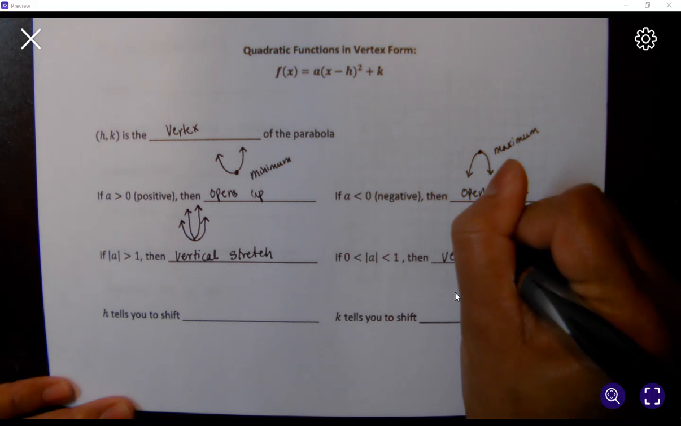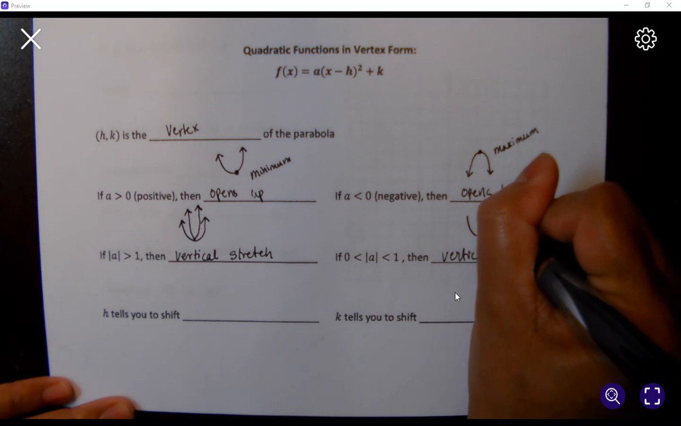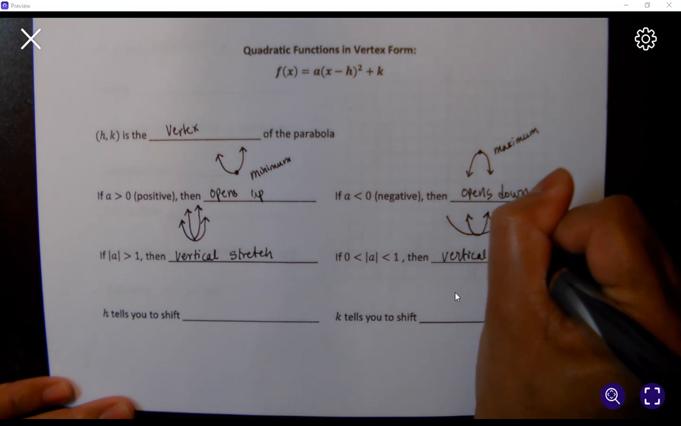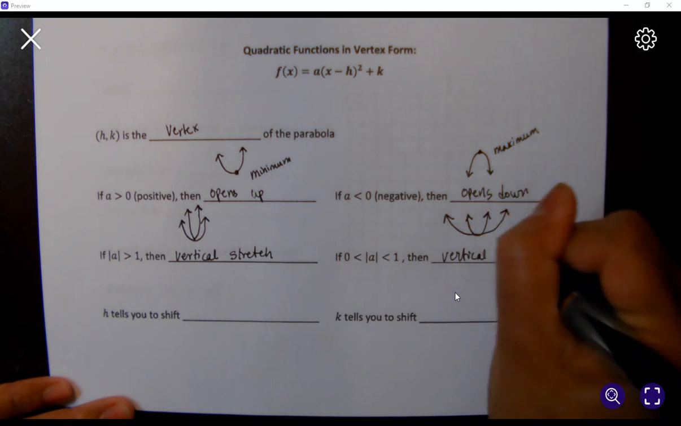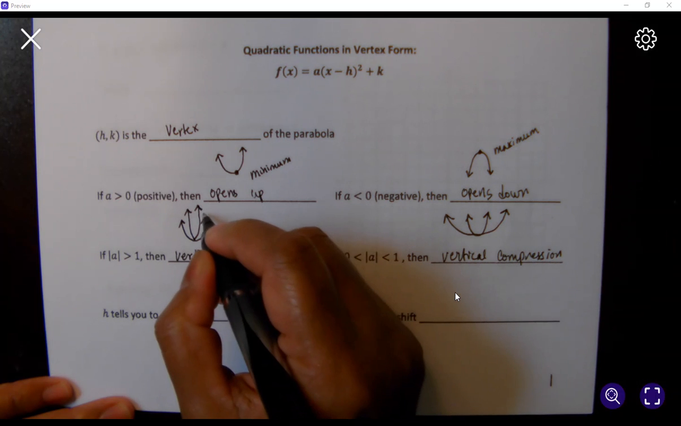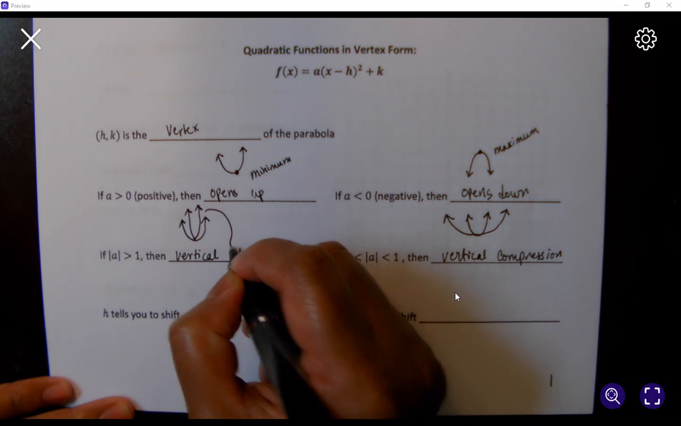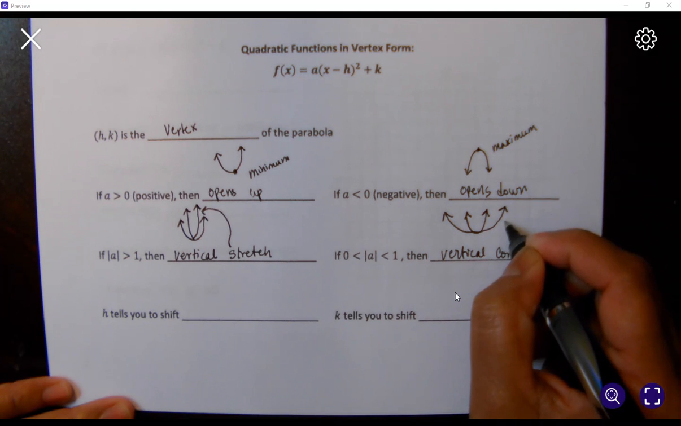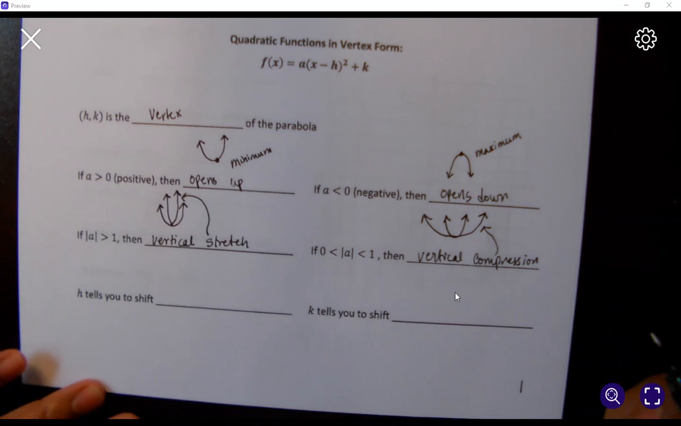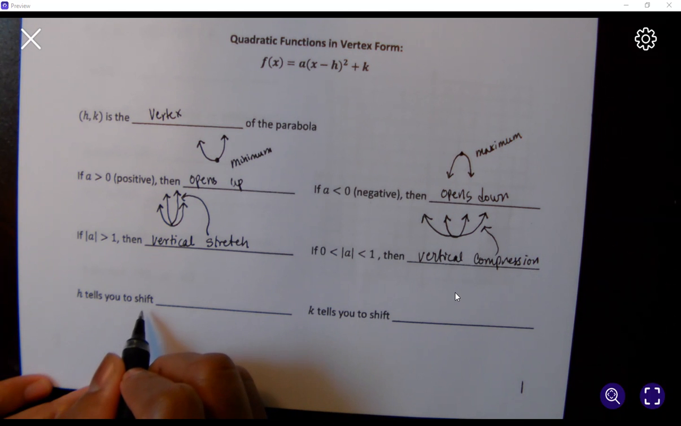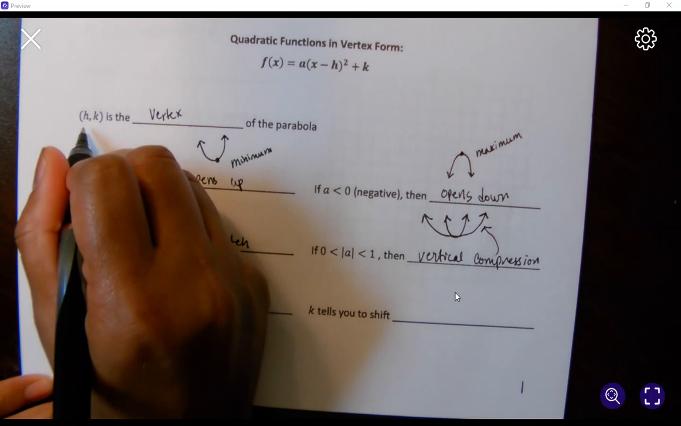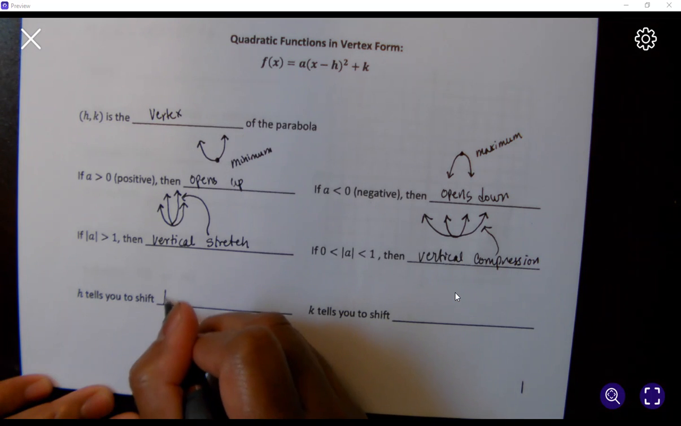Okay, so basically if this is your parent function right here, a vertical compression means that it's going to be wider than the parent function. Okay, so this right here is your vertical stretch, and this right here will be your vertical compression. The H tells you the vertex, so basically whenever you look at the vertex, the X tells you your horizontal shift.